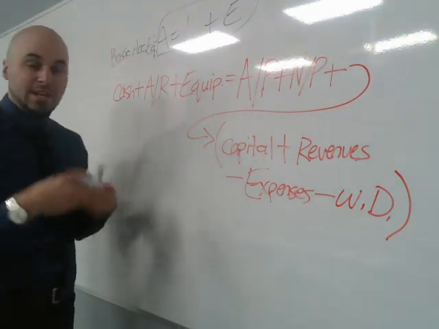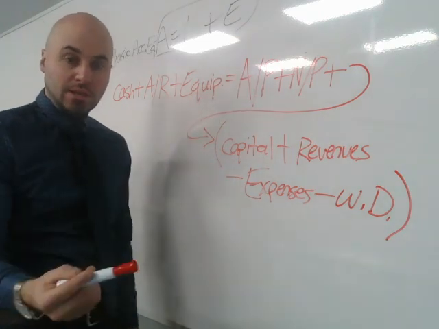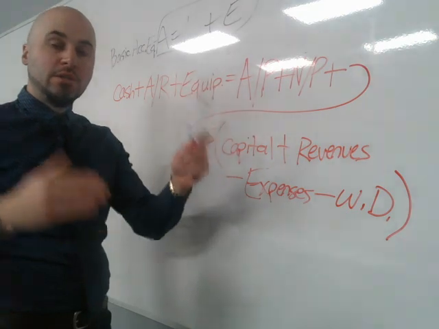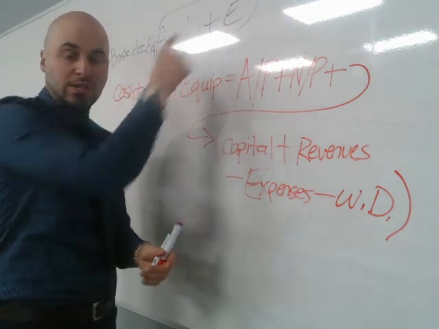So when an event happens, we just have to show which accounts get affected while keeping in mind that assets must always equal liabilities plus equity. Whatever we do to the accounts, that always has to stay true.